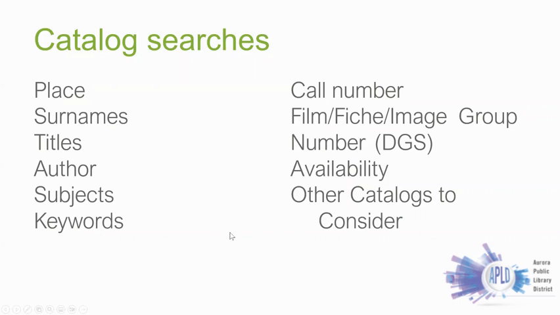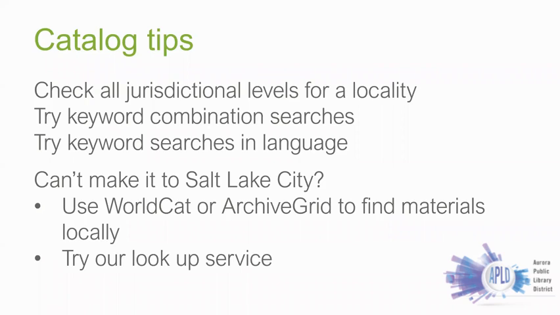For the keyword search, I often recommend, if you're searching for records in Spanish, do the keyword search in Spanish. You'll have greater success. You can also say, for instance, if you found an article and it has a call number, you can search by call number or film, fiche, or DGS number. You can also choose the level of availability that you want. And we also have some other catalogs to consider, if you're not finding it or you don't have access to it at home, you may want to check your local library, and we have some catalogs that you can use for that as well.